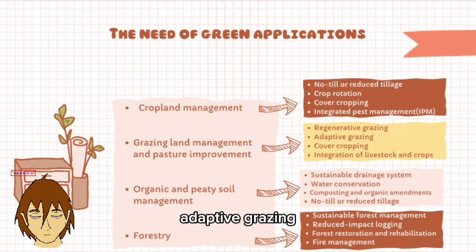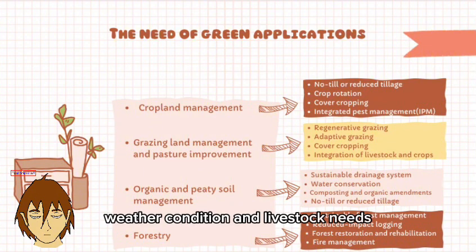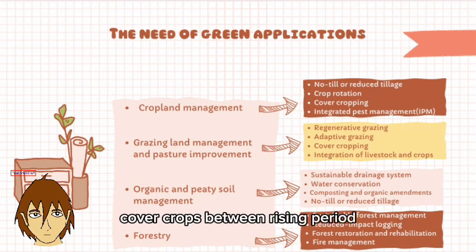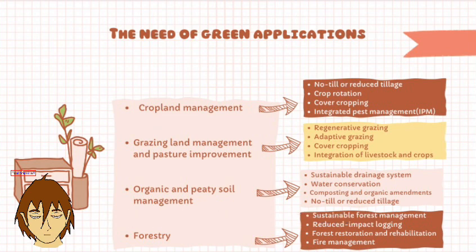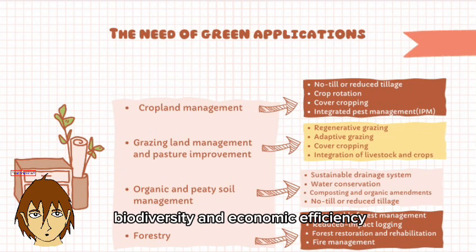Adaptive grazing, adjusting grazing practices based on forage availability, weather conditions, and livestock needs. Cover cropping, planting cover crops between grazing periods to improve soil health, control weeds, and increase biodiversity. Integration of livestock and crops, combining grazing with crop production to enhance soil fertility, biodiversity, and economic efficiency.